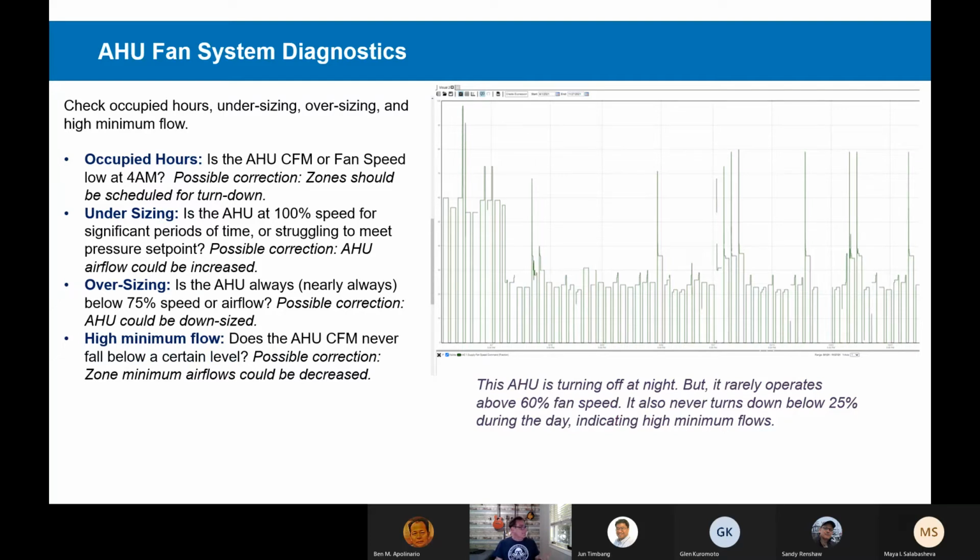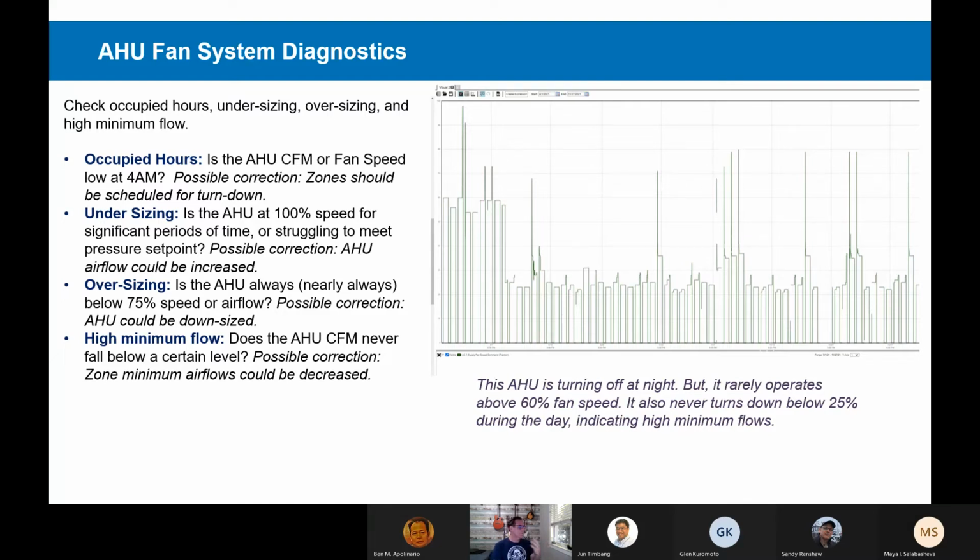Then we get into fan systems. If we have trend data on fan systems, we can do a similar set of diagnostics. In fact, the same list. We want to do the 4 a.m. and the 4 p.m. test. Every air handler should be at some kind of reduced state at 4 o'clock in the morning. It may not be off, but it should be at some sort of reduced state. However, as you go through our building portfolio, that will frequently not be the case.